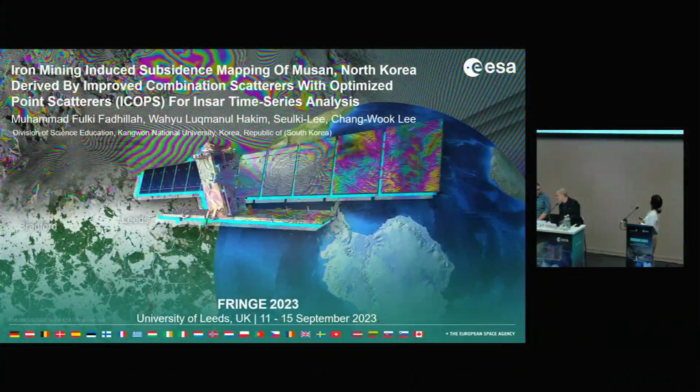Hello everyone, my name is Soo-Ki Lee from Kangwon University, South Korea. Today I present our research. The title is Iron Mining Induced Subsidence Mapping in North Korea derived by Improved Combined Scatterers with Optimized Point Scatterers, which we call ICOPS, for InSAR time series analysis.